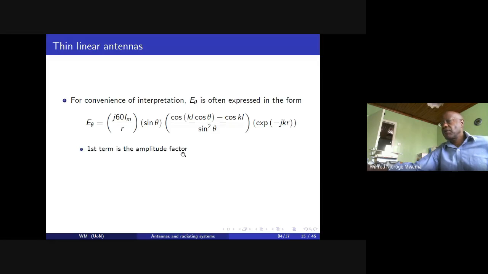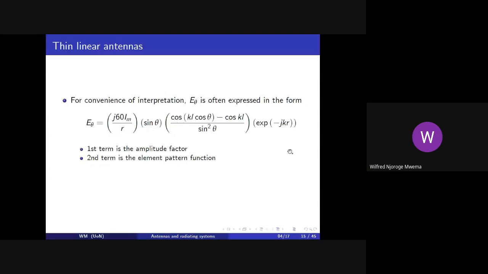So the first term is called the amplitude factor. The second term is called the element pattern function. That is, if we had a small point radiator, the pattern factor will just be sine theta. If you remember, when we looked at the Hertzian dipole, we were multiplying the magnitude with only a value sine theta. And therefore, all we are saying is that this value here is coming in because we have very many dipoles along that line. That our dipole has very many small elemental dipoles.